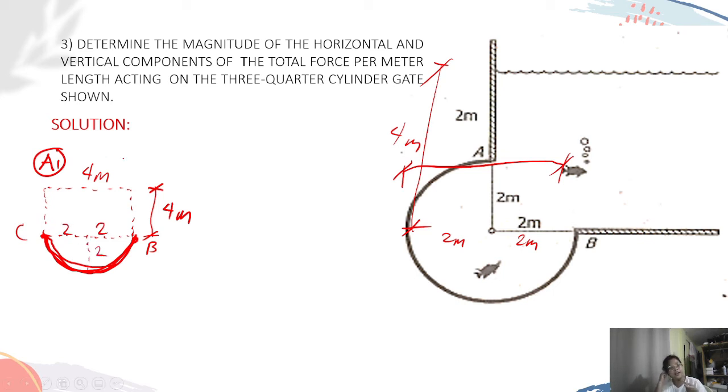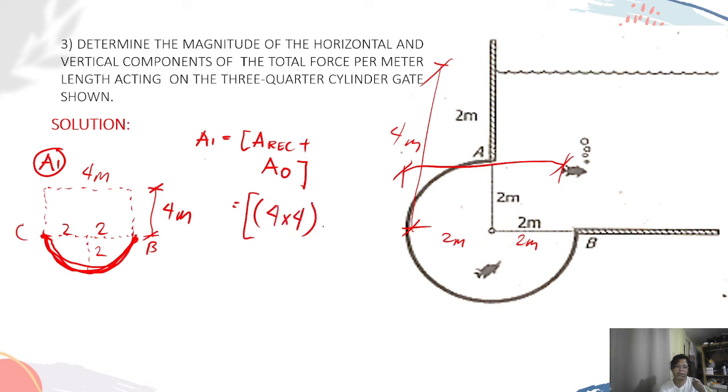So, meron kang dalawang composite na area: area of the rectangle, and then area of the semicircle. So, to get that, syempre, we have to get the area of the rectangle plus area of the circle. Ayan. And ano yung rectangle? So, from the figure, sundan nyo na lang po. The area of rectangle is equal to 4 by 4 meter plus the area of a semicircle.